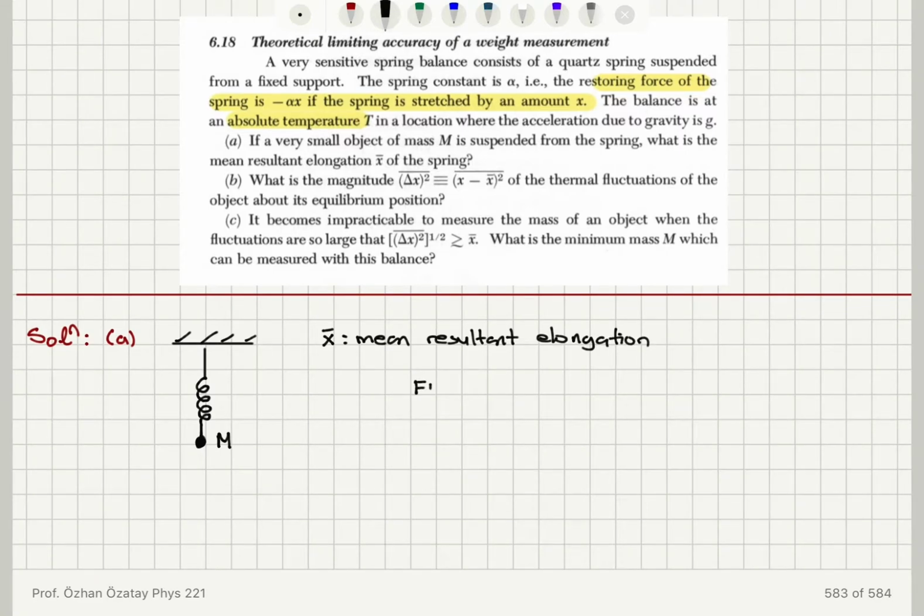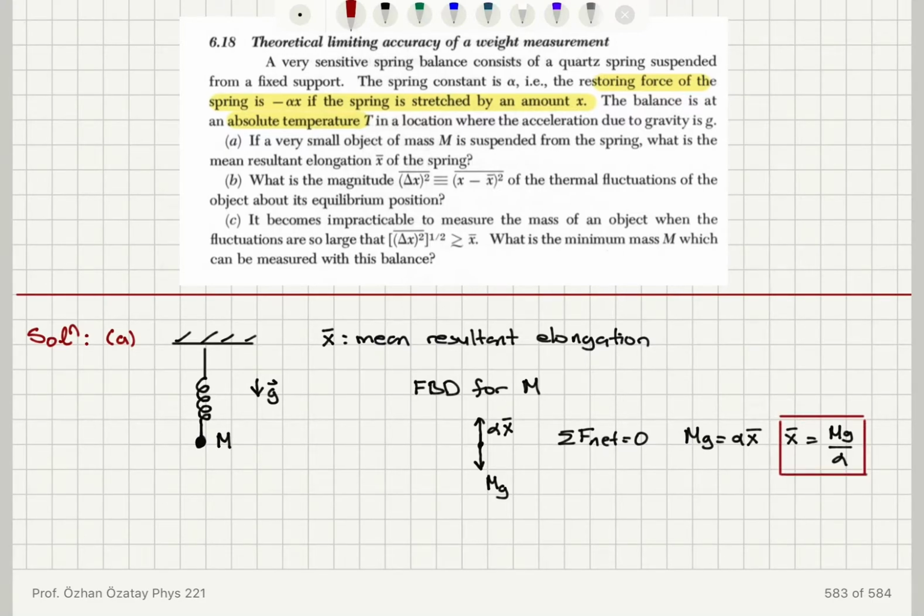can be found by drawing the free body diagram for the small object with mass m. You can see that at equilibrium we have the weight of this object, mg, so we have the presence of gravitational acceleration, and there is the restoring force alpha x bar, so the net force should be equal to 0. Therefore mg must be equal to alpha x bar, or x bar should be mg divided by alpha. So this should be the mean resultant elongation.